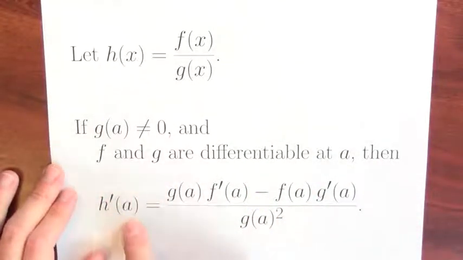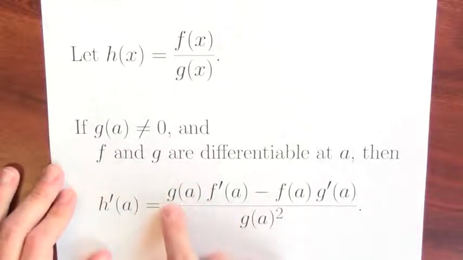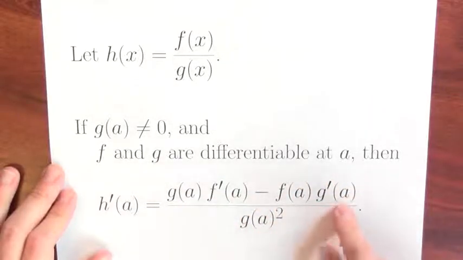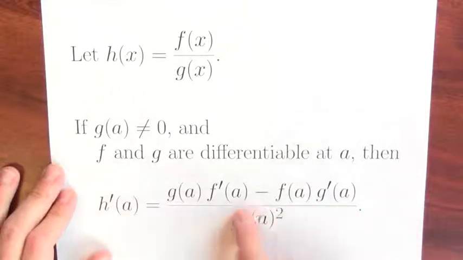The derivative of the quotient at a is the denominator at a times the derivative of the numerator at a, minus the numerator at a times the derivative of the denominator at a, all divided by the denominator at a squared. Let's use the quotient rule to differentiate the function that we saw earlier.